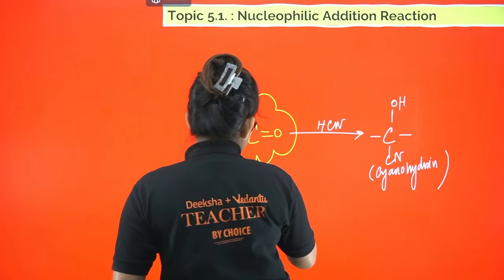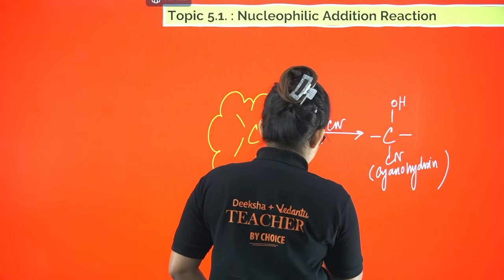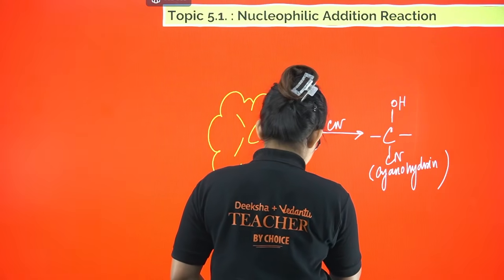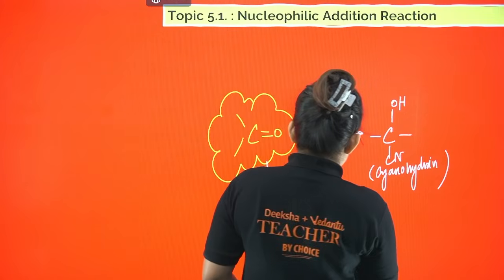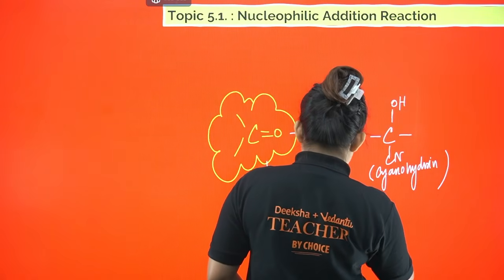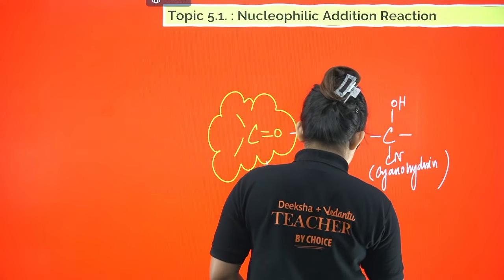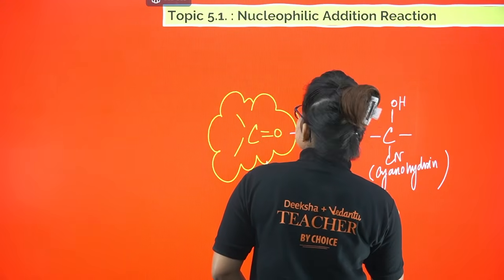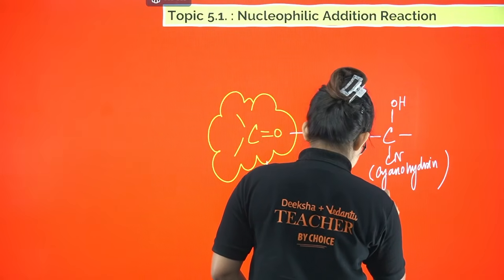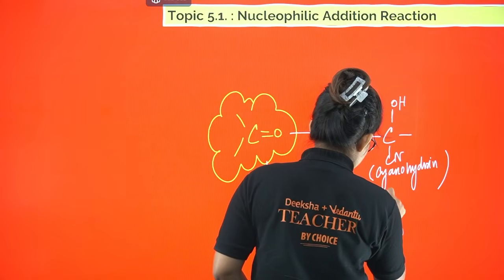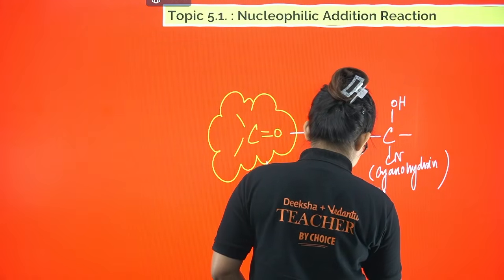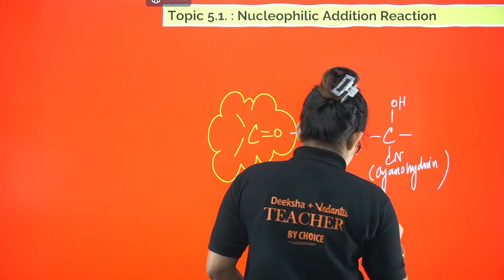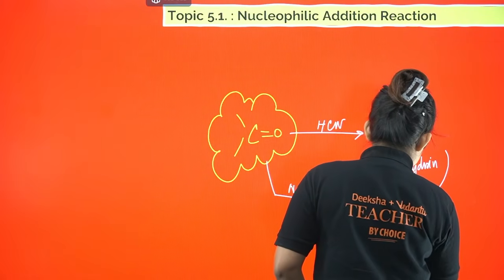Next we will proceed with NaHSO3. This is also very important. I am telling you why. First, if you give NaHSO3, again this will undergo a nucleophilic addition reaction, and it will give you a tetrahedral intermediate. Further, one proton transfer takes place.